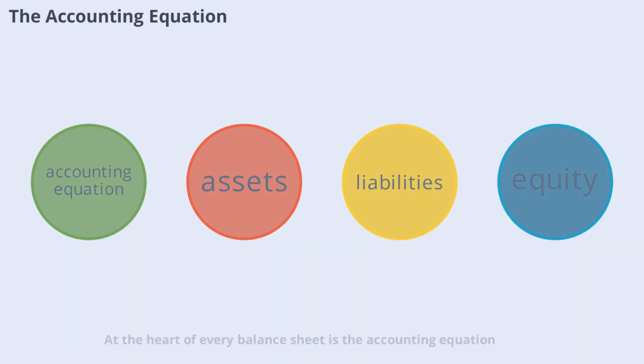The heart of every balance sheet is the accounting equation: assets equals liabilities plus equity. This equation must always balance, which is why the statement is called a balance sheet. Assets are what you own, liabilities are what you owe, and equity represents the owner's share in the business. Understanding this equation is crucial as it guides how you organize and interpret the information on your balance sheet. Let's look at each part in more detail, starting with assets.